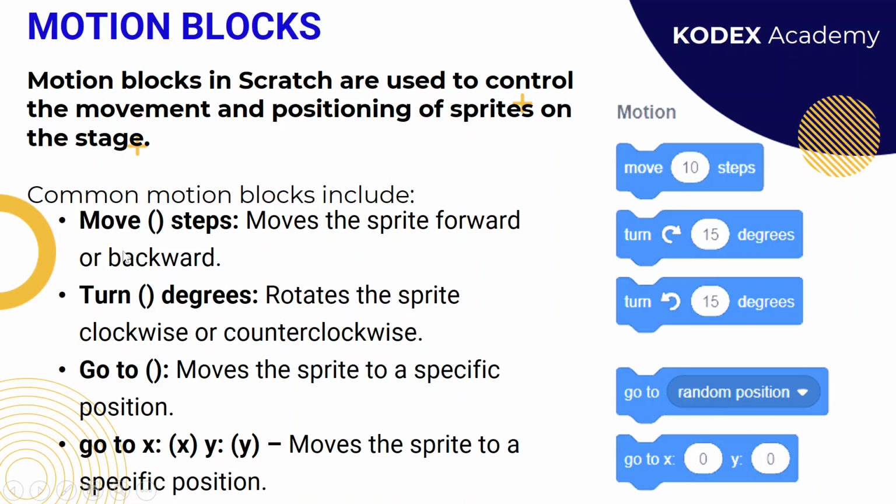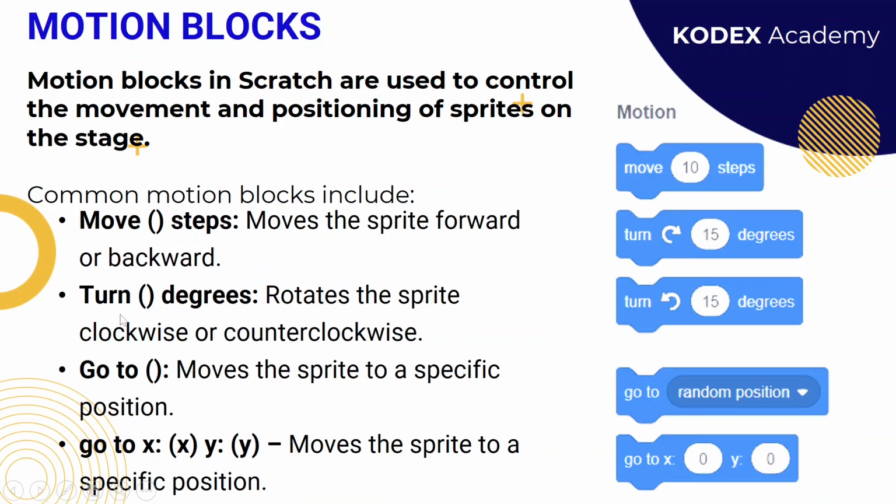So here we are. Whenever you open your Scratch, you will see by default the motion block is always open, and the first block in the motion block is move steps. In this bracket you can write any number, and on the basis of that your sprite can move in the forward and backward direction. So it will help to show the movement of the sprite.